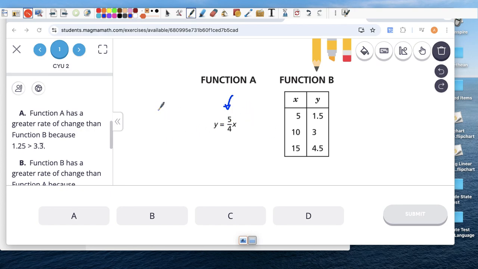Rate of change 5/4. For B, I have to find the rate of change. So you can take 2 points, right? So we can subtract. So let me pick 1 point here, 5, comma 1.5, right? So that's this point right here. And I can do the other point, 10 and 3. Right? You could have just used a table and do it right there.